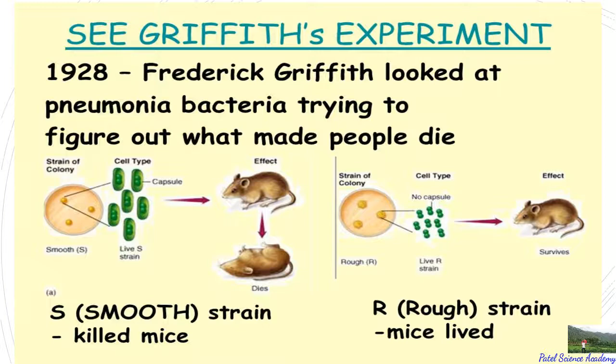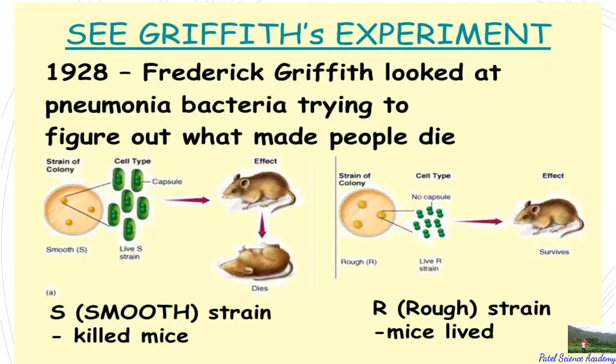And about R type, R type was non-virulent, it was rough, non-pathogenic and non-capsulated. So you can note down this point about S type. I repeat, S type was virulent, smooth, pathogenic and capsulated. R type was non-virulent, rough, non-pathogenic and non-capsulated.